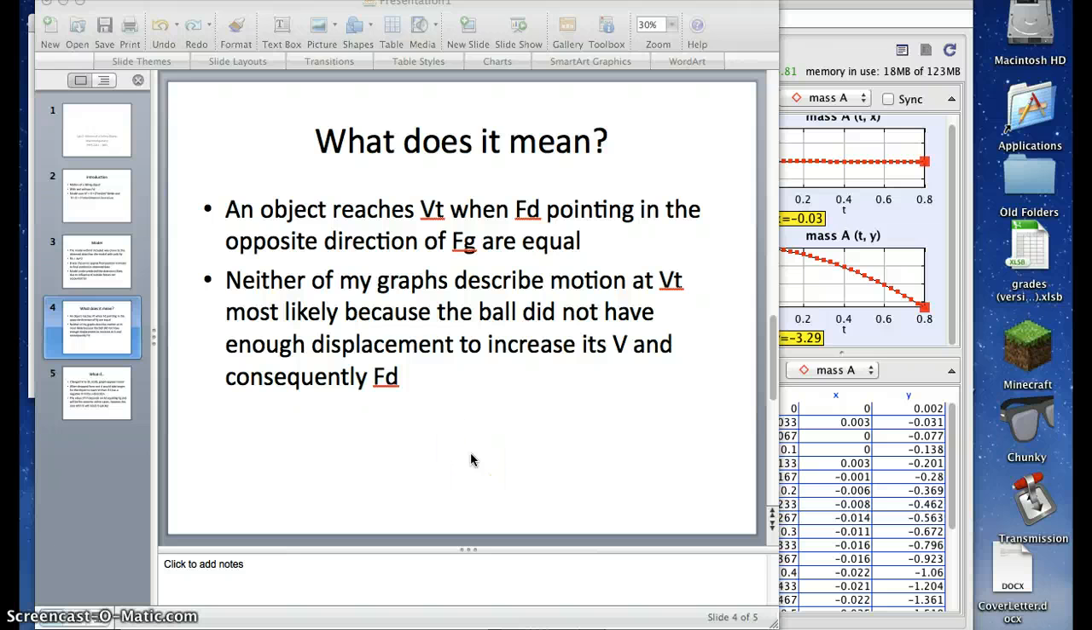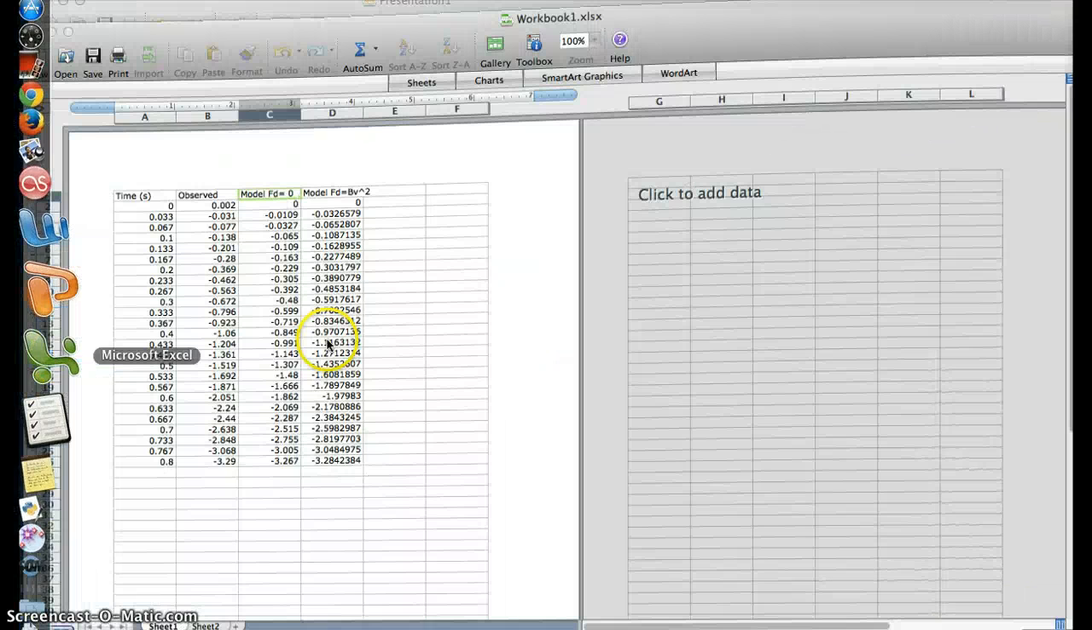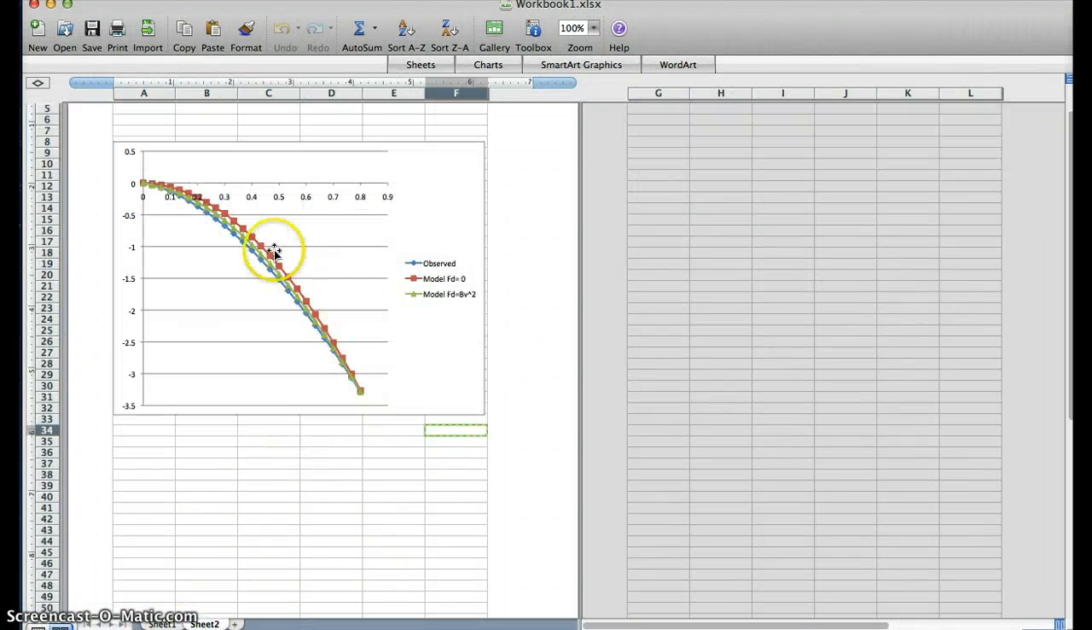So, what does this mean? An object reaches terminal velocity when the force due to gravity equals the drag force. They're each pointing in opposite directions, so it's not accelerating anymore. It's moving at a constant rate. If we go to my graphs of the motion, you can see they're still pretty curved. There's never really a point where it's moving without change. I don't think it actually reached terminal velocity.